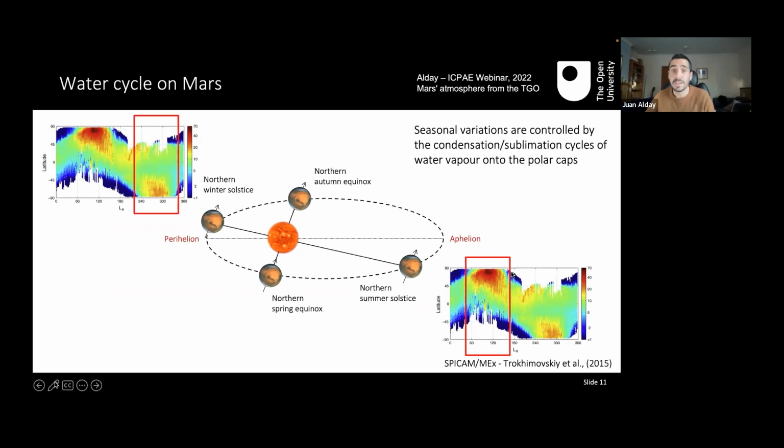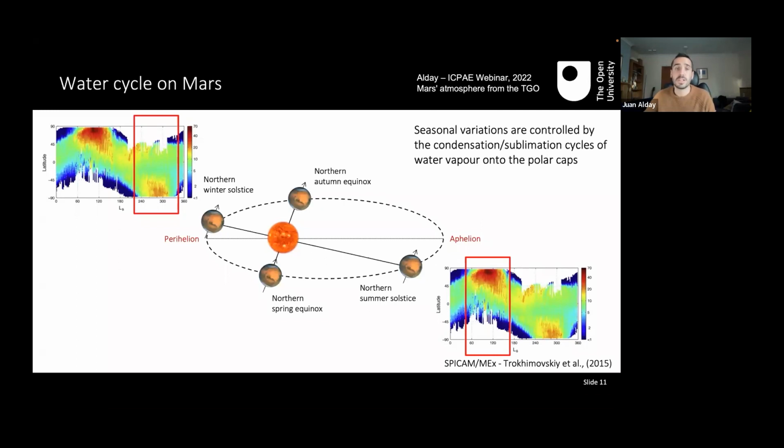So if we look now at the perihelion season, in which now it is summer in the southern hemisphere, the picture is similar but reversed. Now we observe high water abundances in the southern hemisphere, while in the northern hemisphere, where it's winter, we observe low water abundances because of the condensation onto the polar caps.